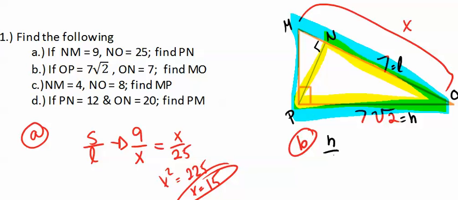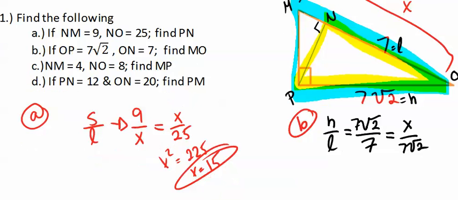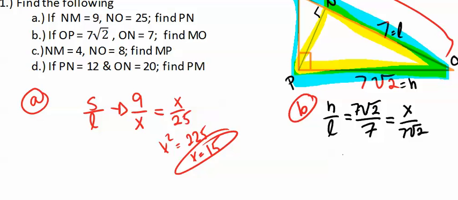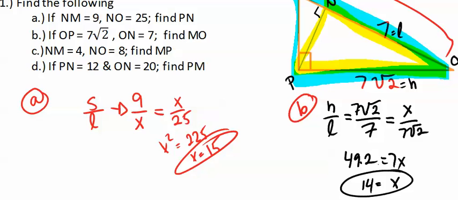So again, we're using the relationship of hypotenuse to the longer side, or vice versa, long to hypotenuse, and you'll set that up. So you'll get 7 square root of 2 over 7 equals x over 7 square root of 2. Again, you'll do some cross multiplication. You'll get 49 times 2 equals 7x. X equals 14. So MO has a length of 14.